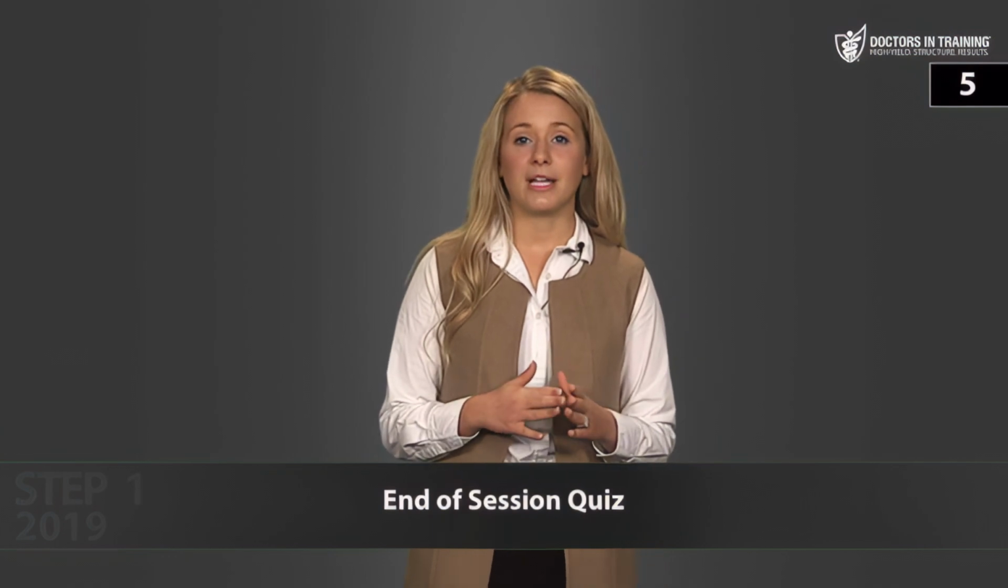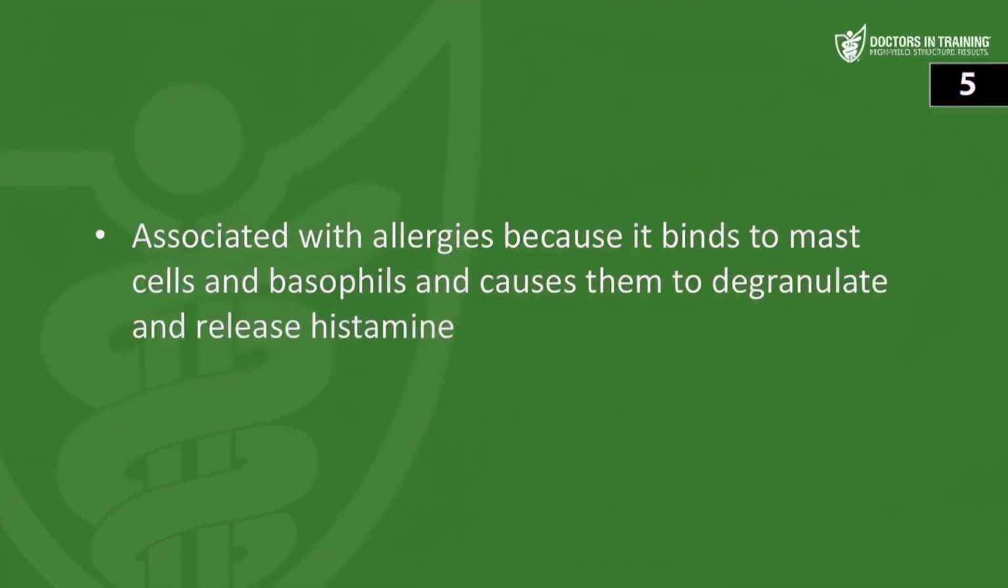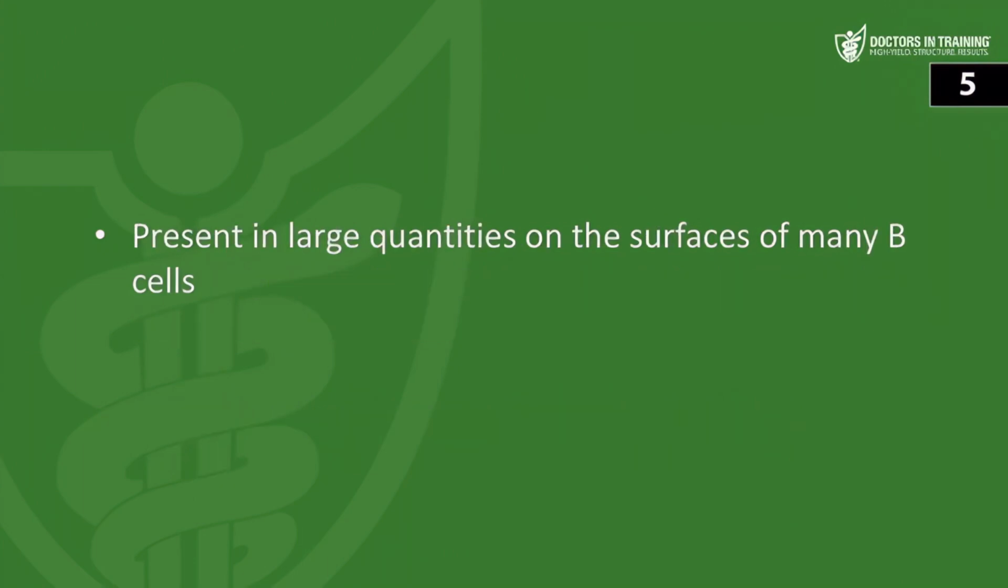Which immunoglobulin isotype fits each of the following statements? The first one, associated with allergies, binds to mast cells and basophils and causes them to release histamine. That's IgE. The most abundant immunoglobulin in the blood, IgG. IgA is more abundant overall, but IgG is the most abundant immunoglobulin in the blood. Present in large quantities on the surface of many B cells is both IgD and IgM.